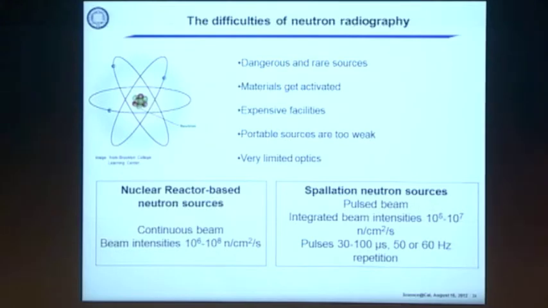They're 10 orders of magnitude less bright. And how do we create neutron beams? If you want to do imaging, of course you need a beam of particles which penetrate through your object, and then you detect it with a detector.